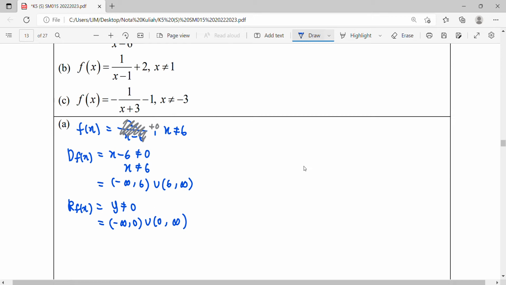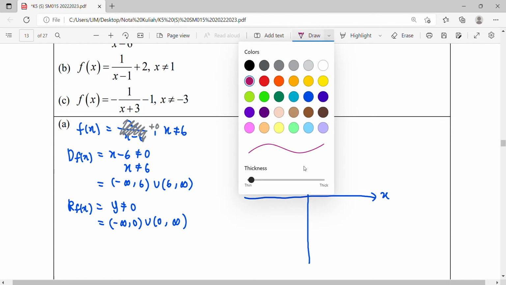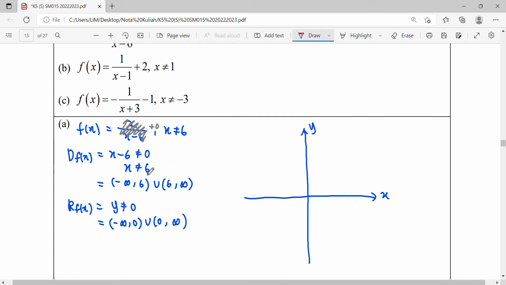So from here we can draw our graph already. X-axis, Y-axis. State out our asymptote first. X cannot be 6, so you're having an asymptote at 6, positive 6 on the right hand side. So label, this is 6, where your graph doesn't occur on this line. Continue. So this is our vertical asymptote.